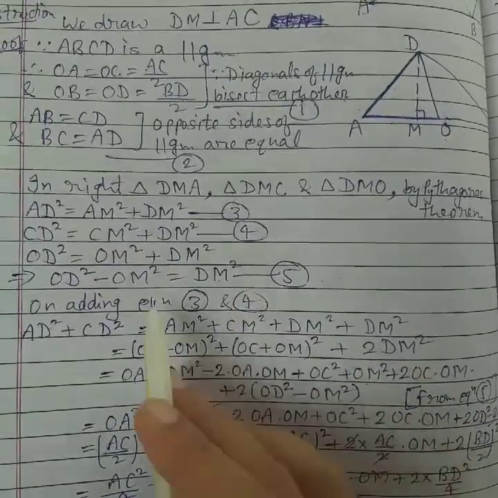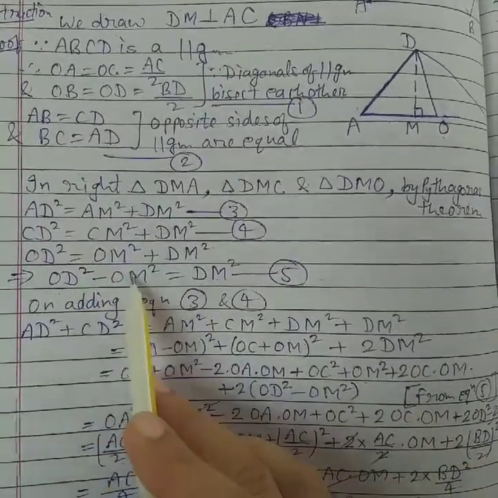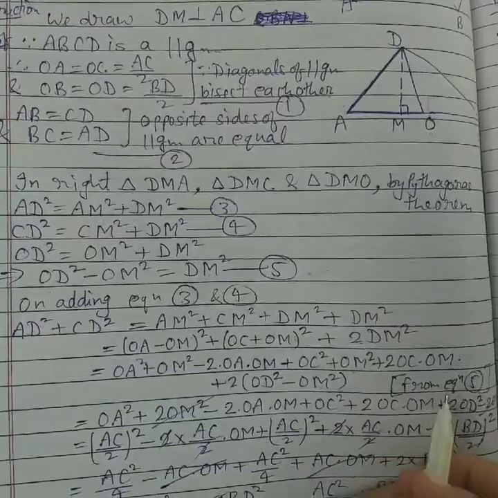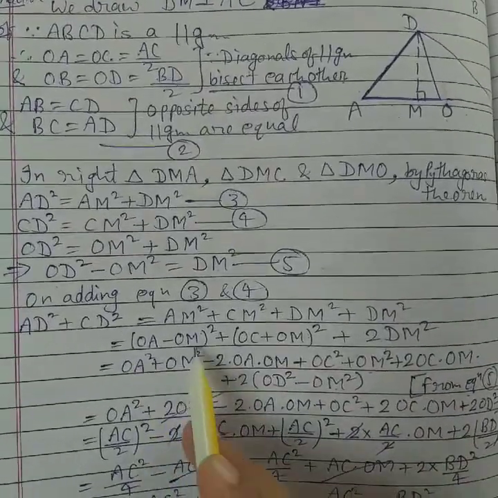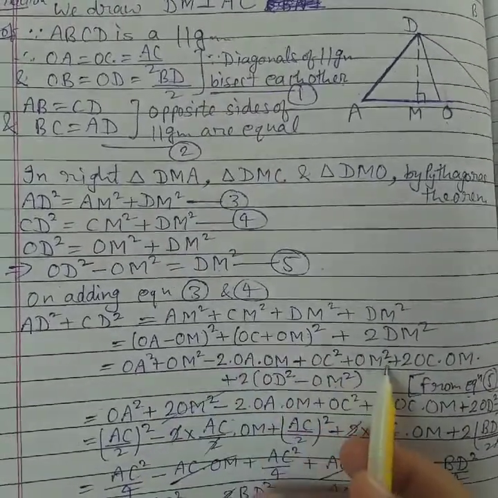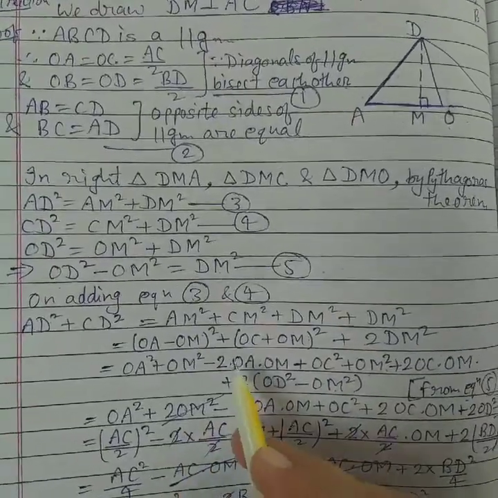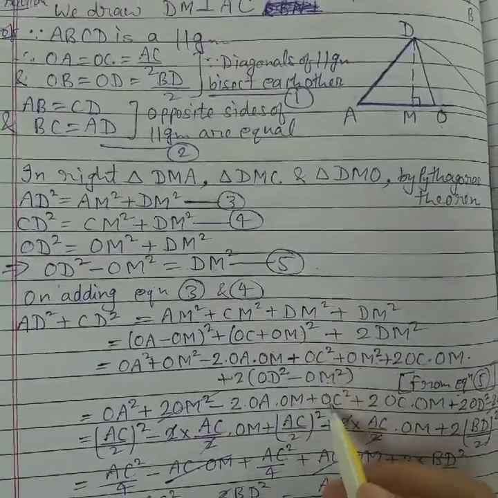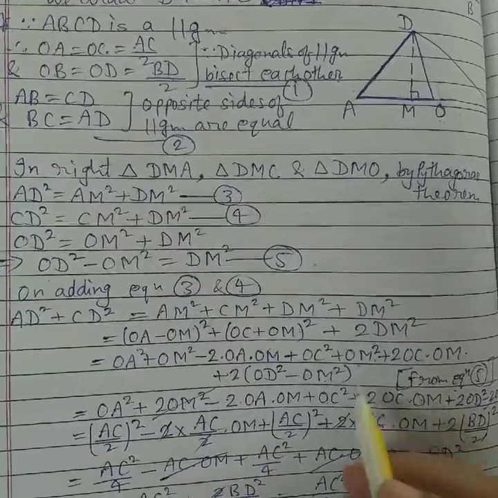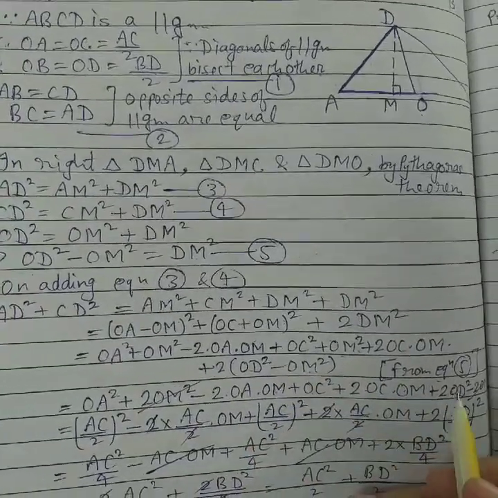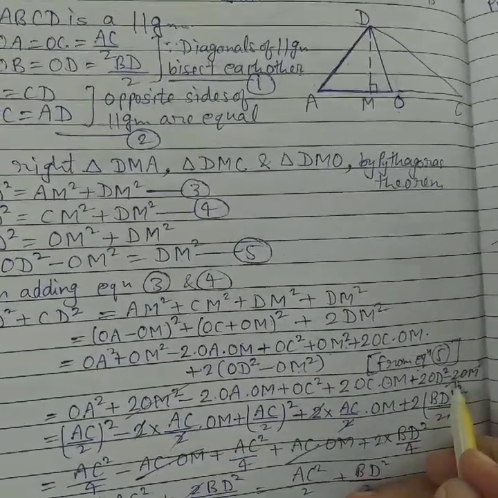So for DM square we put the value from equation 5, that is OD square minus OM square. Now OA square plus OM square, and this one also OM square, that means 2OM square, minus 2OA into OM plus OC square plus 2OC into OM and plus 2OD square minus 2OM square. Clear? This one is 2OM square.